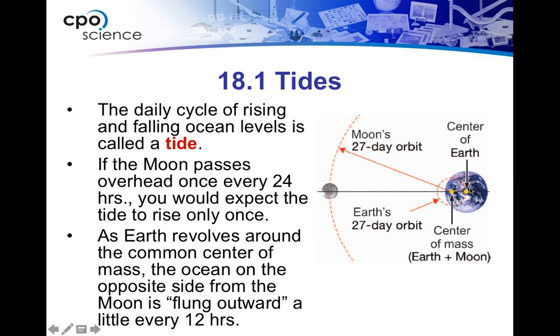So here we have the center. The oceans will be flung out a little wider from here because of the moon's slight gravitational pull. That's going to pull the water out a little ways, and as we rotate, we end up with two tides a day. We end up with high tide and low tide twice a day. If you've ever been to Jekyll Island, that's where my family and I go, you get two tide cycles per day.